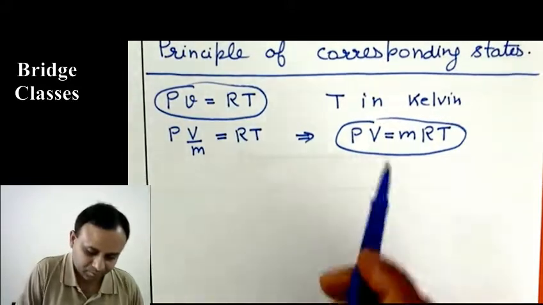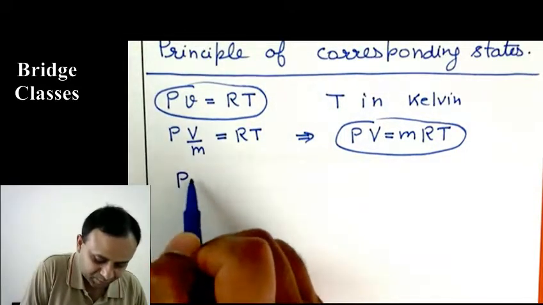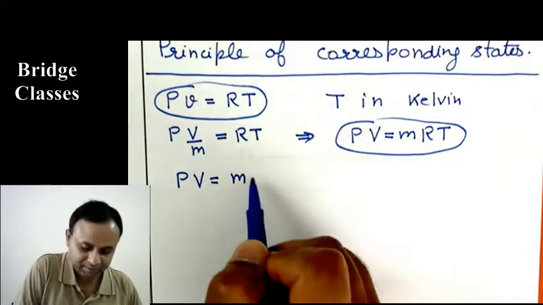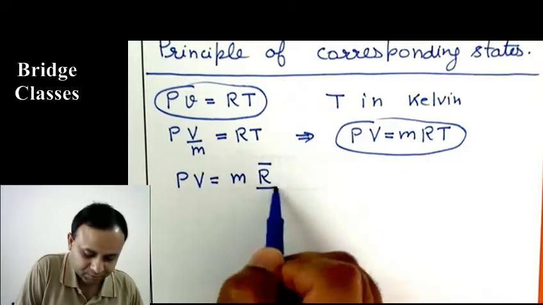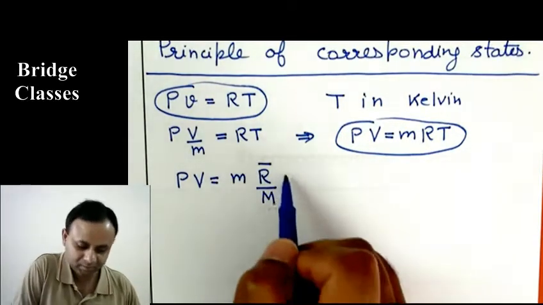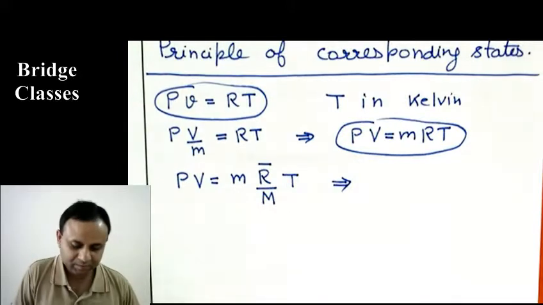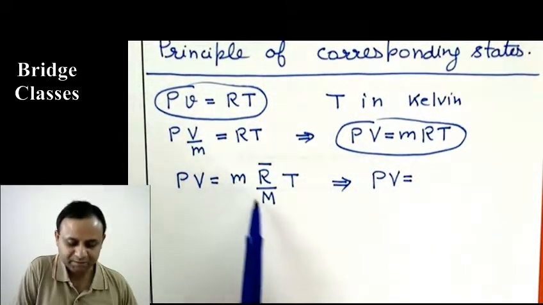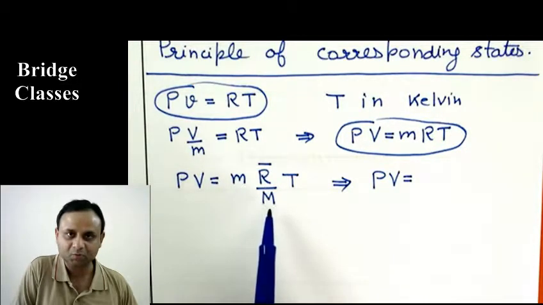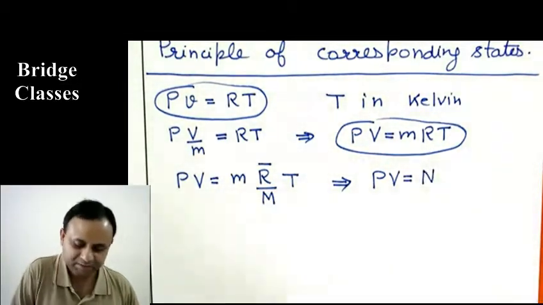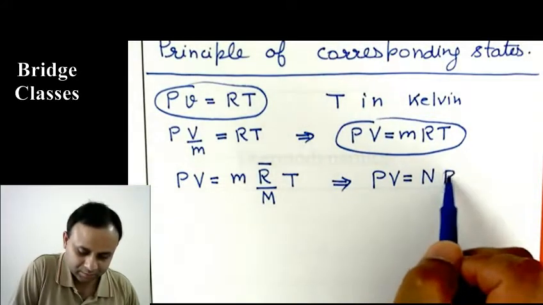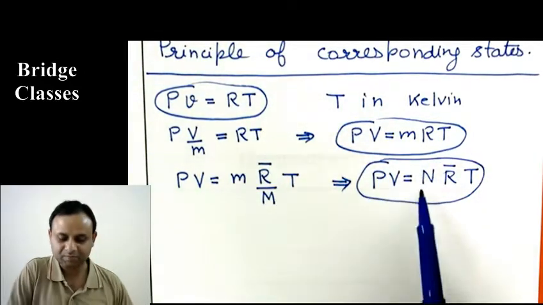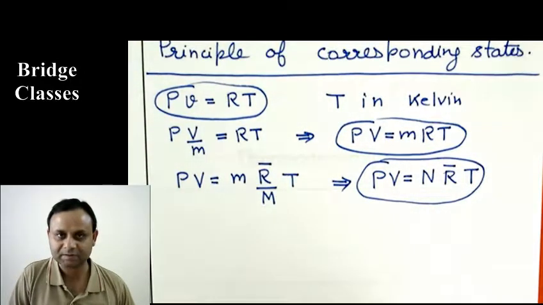Okay, we can modify this further. You can write PV equals M, and instead of this gas constant, you can write universal gas constant over molecular weight times temperature. And then this becomes PV equals mass over molecular weight, that is the number of moles. So that is N. N is the number of moles. And this is the universal gas constant, and temperature. So this is a different form. If you have the number of moles here, this is the universal gas constant.